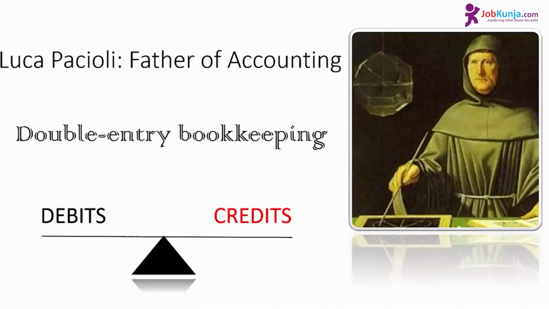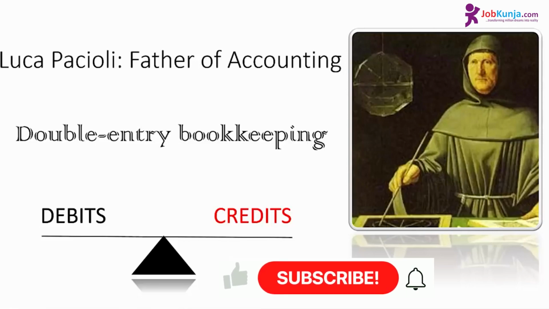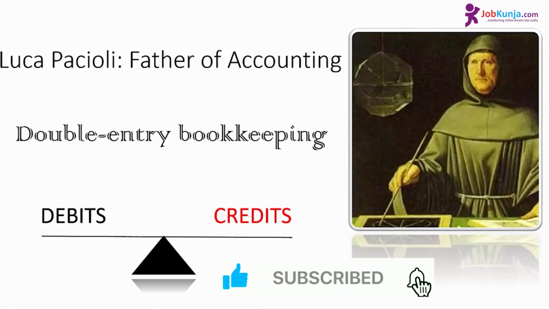Luca Pacioli is dubbed the father of modern accounting because he was the genius behind double-entry bookkeeping. He was the first to suggest that every transaction should be recorded with both a debit and a credit in the exact same amount to different accounts. By doing this religiously, and pardon the pun because he was a monk, you preserve the integrity of our conceptual model that assets must always equal liabilities plus equity.